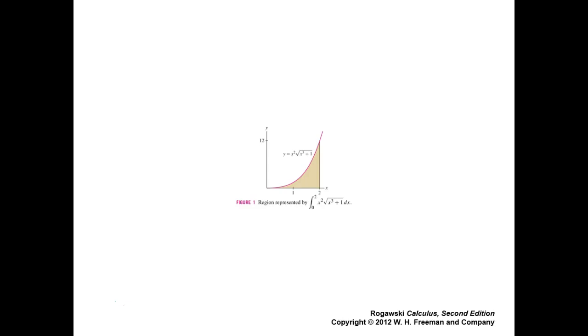I think that's the graph for the problem we're going to do. Here is the integral. Integrate from 0 to 2 x squared times the square root of x cubed plus 1 dx. There's our problem. I haven't written it very prettily, but that's the problem.